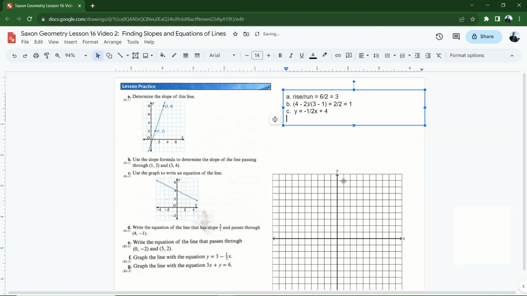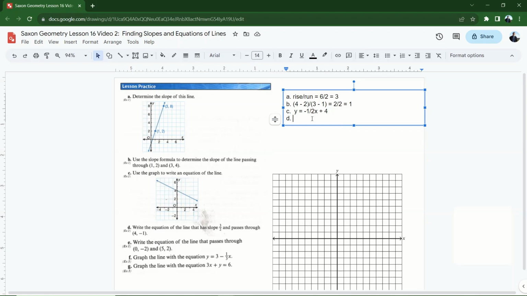All right, letter D. Let's see. Write the equation of the line that has a slope 3 over 2 and passes through 4, negative 1. This one is going to be tricky. We have to hearken back to our days of yore in algebra to do this one, but I think we're going to be okay.